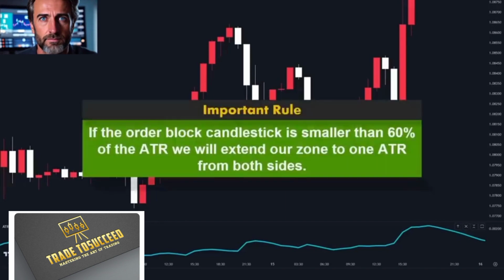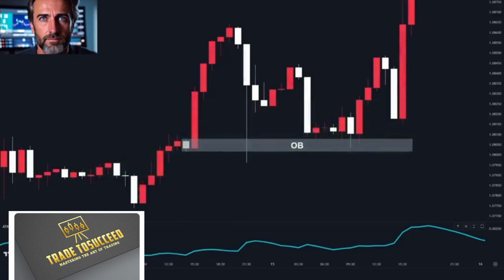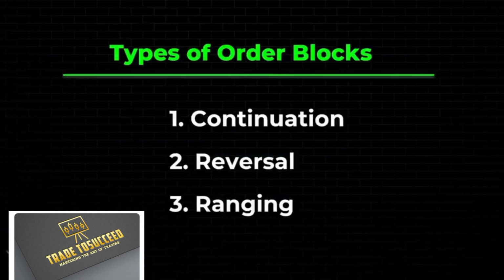If the order block candlestick is smaller than 60% of the ATR, we will extend our zone to 1 ATR from both sides. For example, here the ATR shows that the average size of the past 14 candles is 20 pips, so if the order block range is lower than 60% of 20 pips, which is 12 pips, we will extend our order block zone to 20 pips. Now, based on the market structure concepts, 3 kinds of order blocks form on the chart: continuation, reversal, and ranging order blocks.